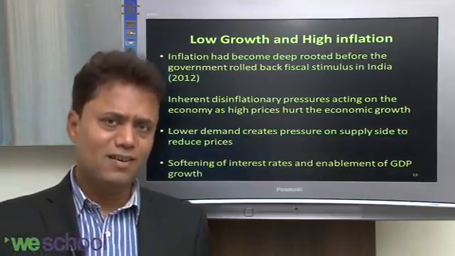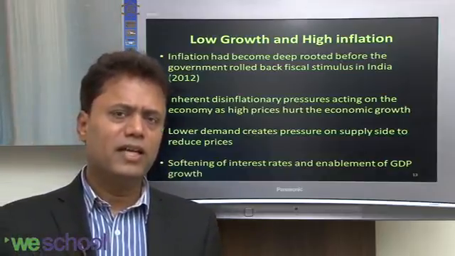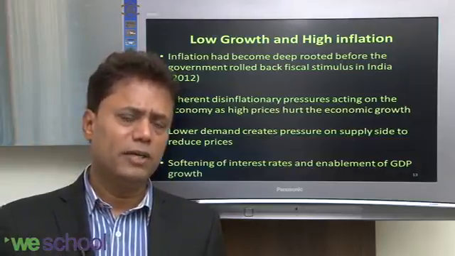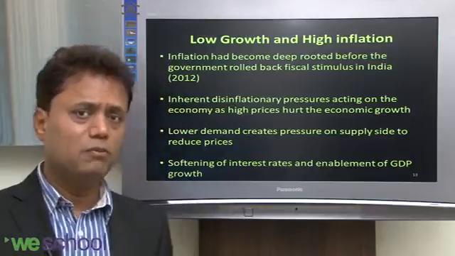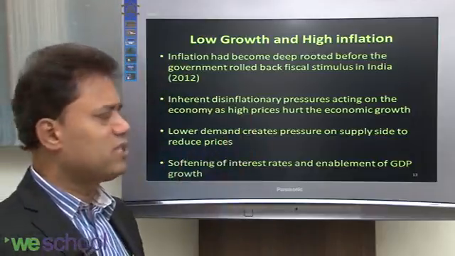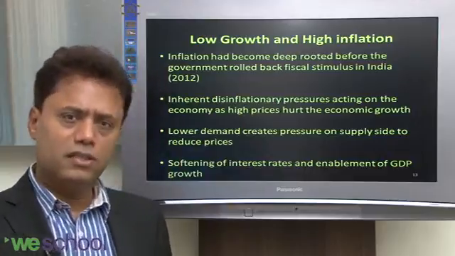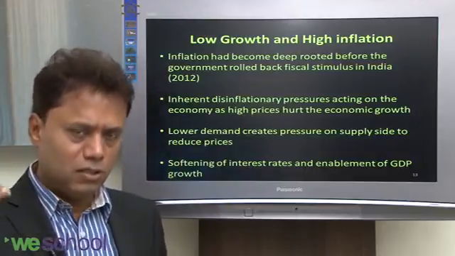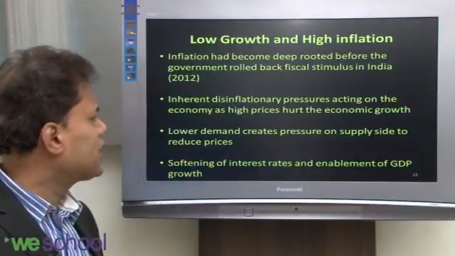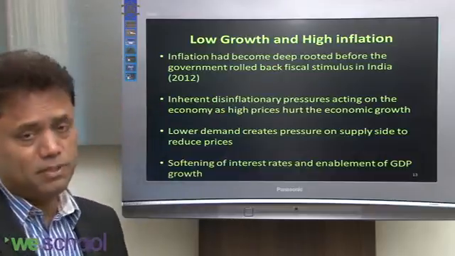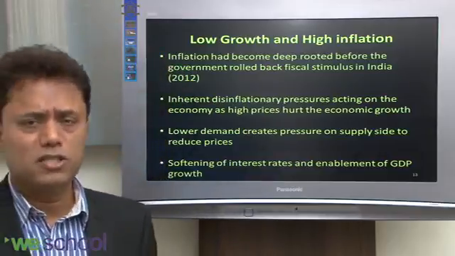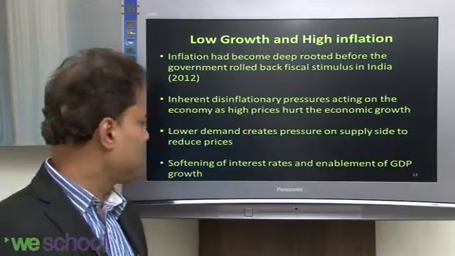So what happens? The net real interest rate is not favorable to aiding the growth of the economy anymore. So these disinflationary pressures act on the economy, and the growth gets capped and starts declining. Lower demand creates pressure on the supply side to reduce prices. Obviously, inflation is an equation between demand versus supply.